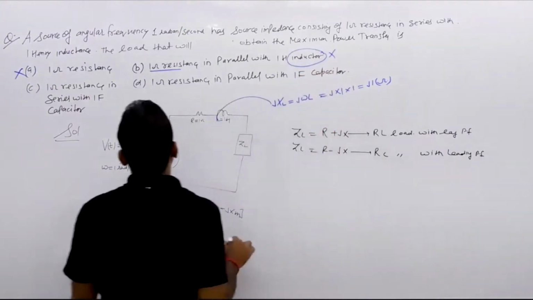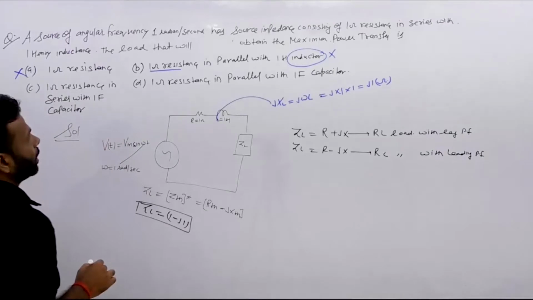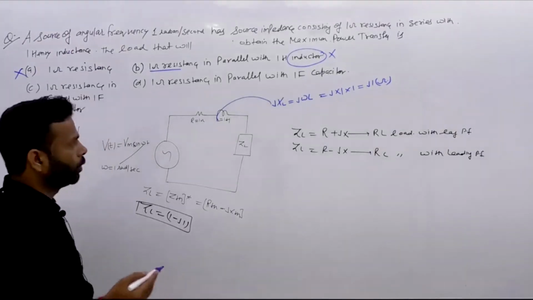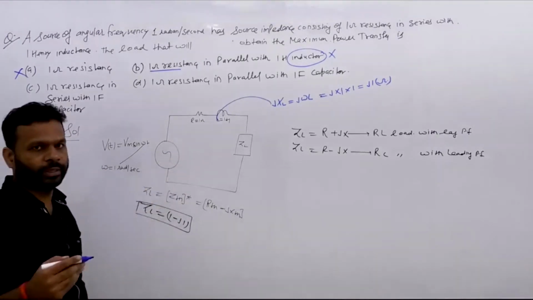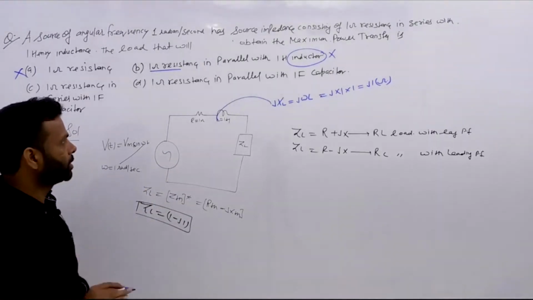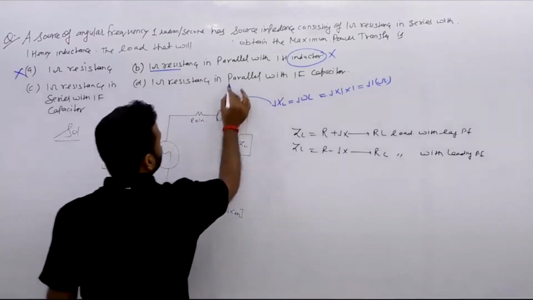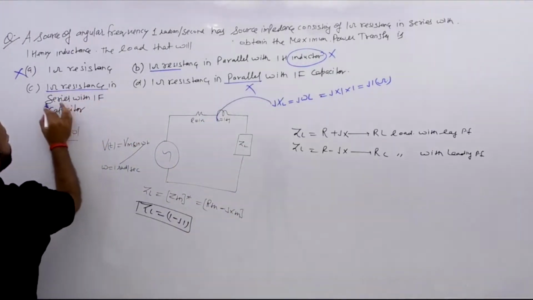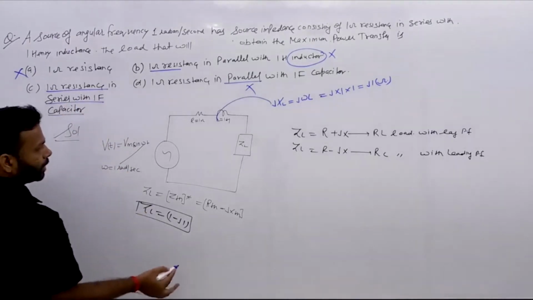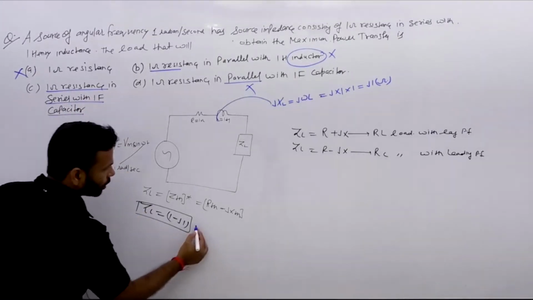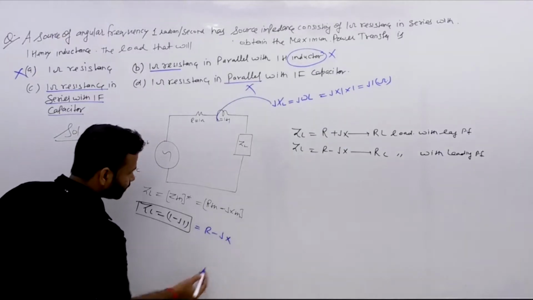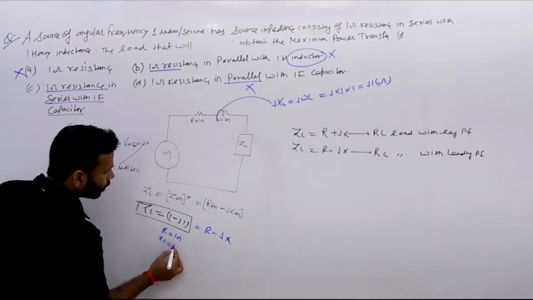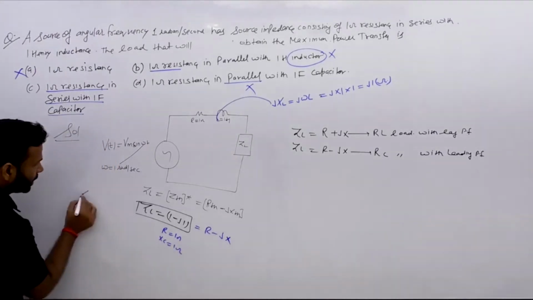And one way to eliminate more options is, if the impedance is in series, then your load should be in series. So this parallel option is also removed. So we are having a resistance in series with a 1 F capacitor. So we have 1 ohm resistance. If you compare this with R minus jX, R is 1 ohm and Xc is 1 ohm.